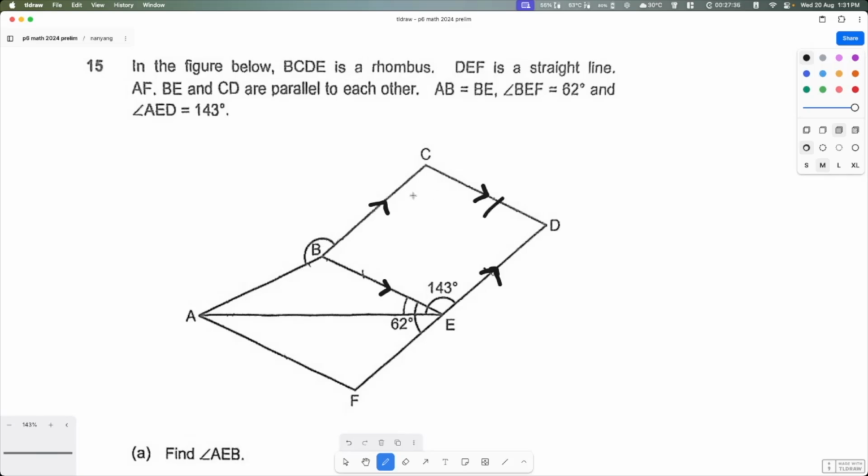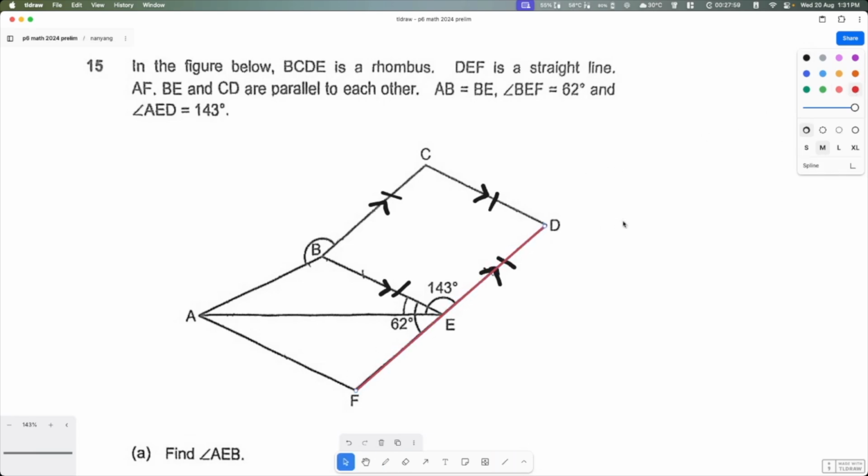And then we also make sure that everything is equal. So 1, 2, 3, and then 4. All right, so BE and CD are parallel to each other. I think that's pretty straightforward. DEF is a straight line. So for this, I'm going to draw it red so that it's easier for us to see.